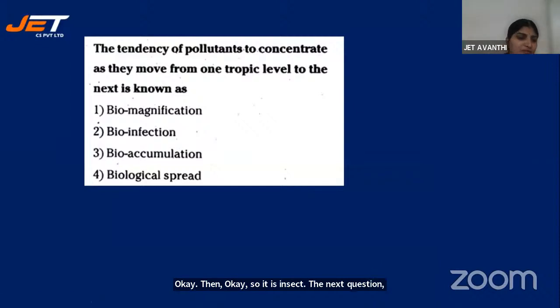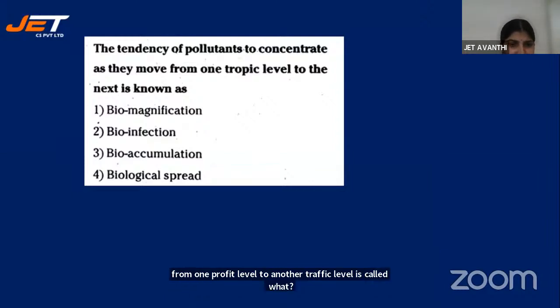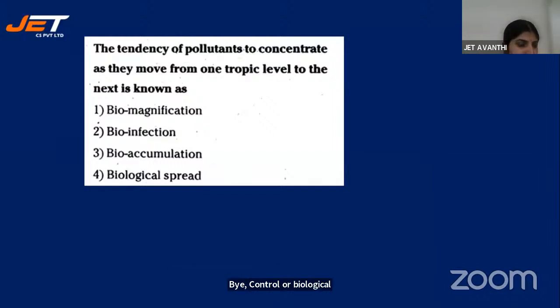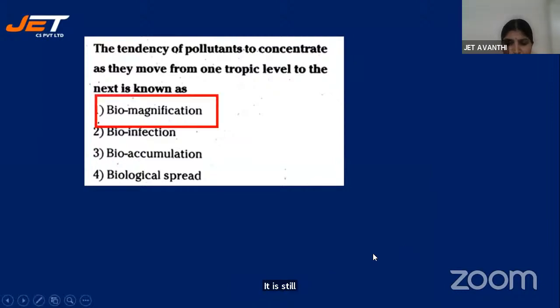Next. The tendency of pollutants to concentrate as they move from one trophic level to another trophic level. Just now I told you, eutrophication I was telling you. I use the other word also. Next question. Tendency of pollutants to concentrate as they move from one trophic level to another trophic level is called what? Biomagnification, bioinfection, bioaccumulation, and biocontrol or biological spread. It is, children, biomagnification, I told you. It is option 1. We'll move to the next question.